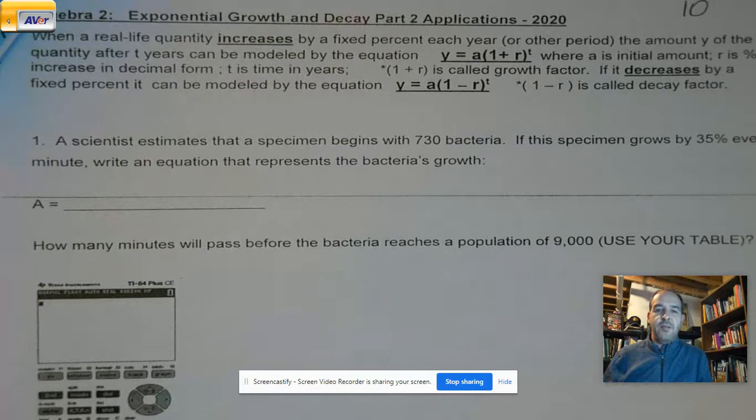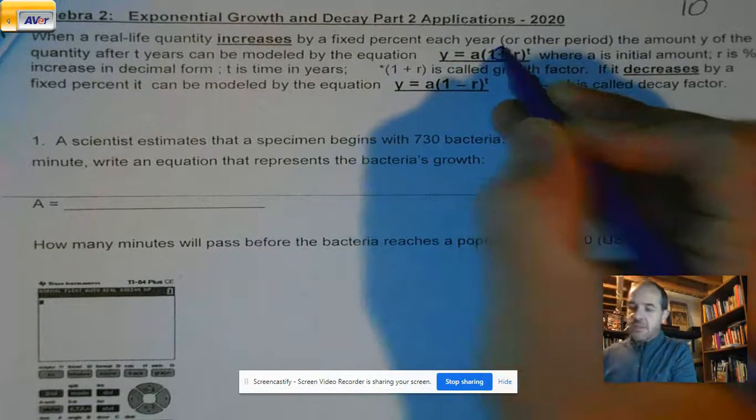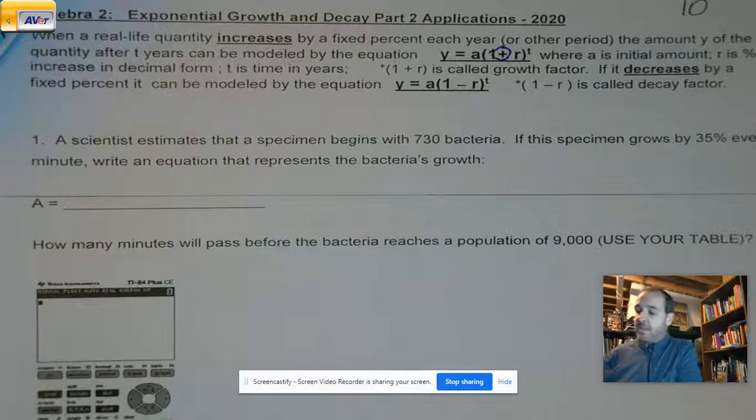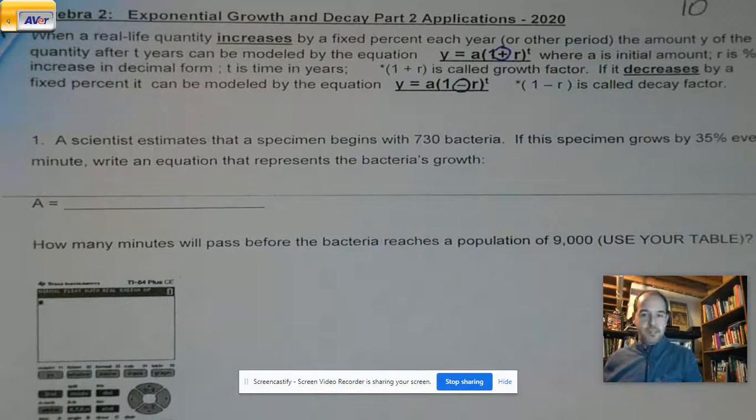We've got these two models. We have one for growth and one for decay. The only difference between them is growth gets plus, it's adding, it makes sense, and decay, or something decreasing, gets minus. We call that 1 plus r or 1 minus r our growth or our decay factor. It's letting us know by what percentage something is increasing or decreasing.